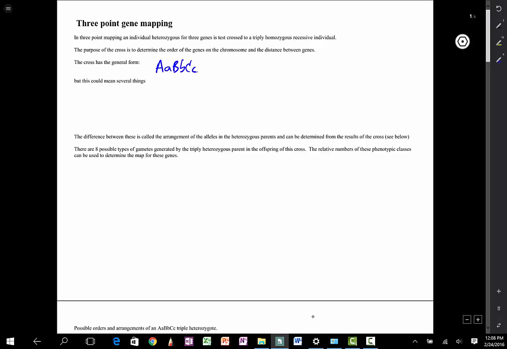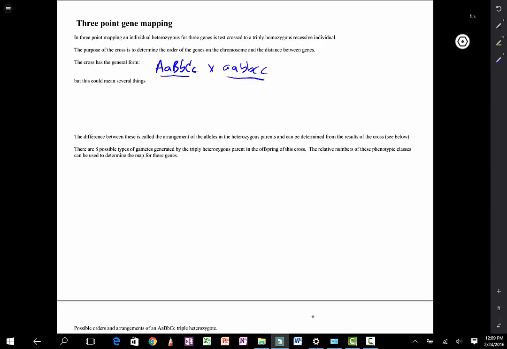But if I draw it like that, we don't know exactly how it's a heterozygote. So we can still have the different coupling configurations. So A and B could be coupled, A and C could be coupled, A and B could be in repulsion, and you can have any of those combinations. So that's one of the things we'll have to figure out from the data. And then we're always going to do a test cross like that. So we're going to take something that's triply heterozygous, and we're going to do a test cross for something that's homozygous recessive for all 3 genes.